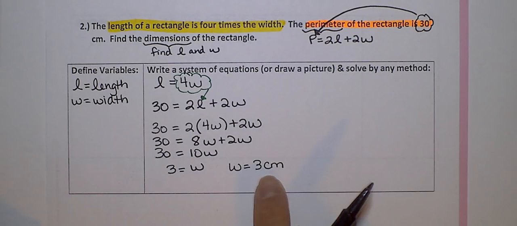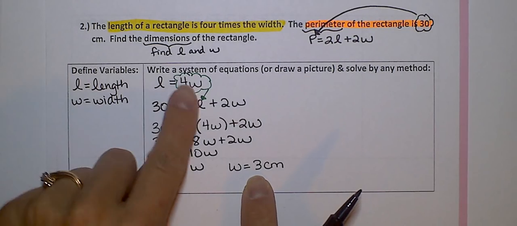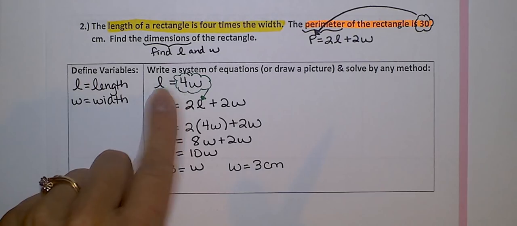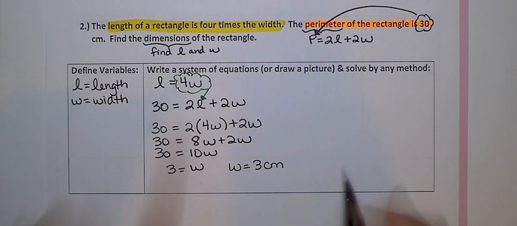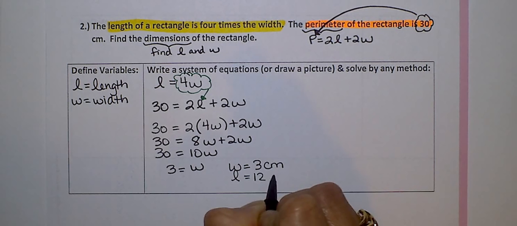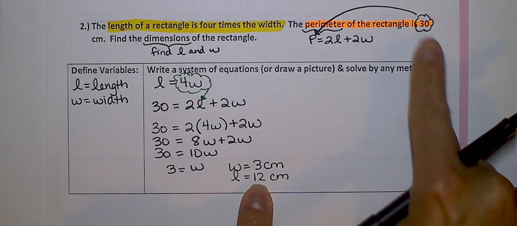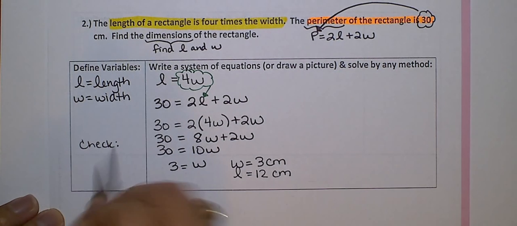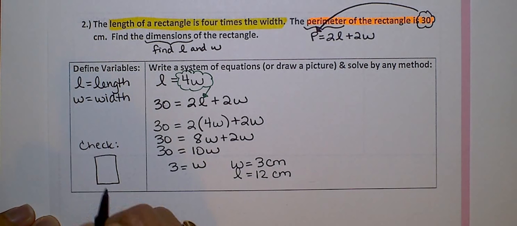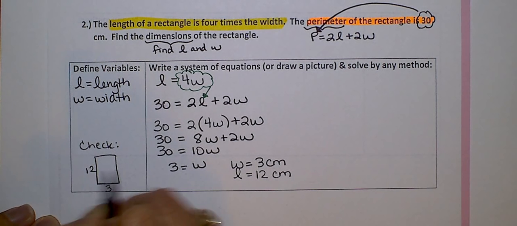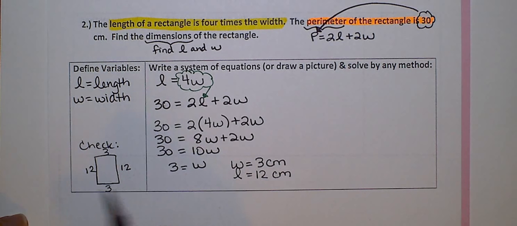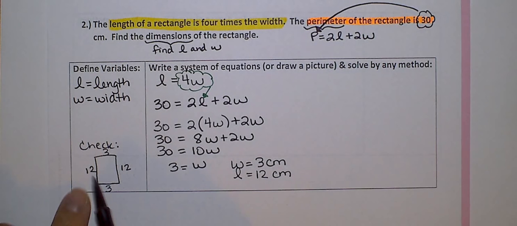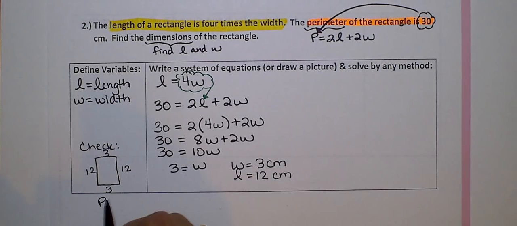Make sure you label. Now to find length, we're just going to plug in W up here. Length is 4 times 3. So length is 12 centimeters. Now keep in mind we said the perimeter is 30, so I'm going to do a quick check here. If I have a rectangle and the width is 3 and the length is 12, if I add up all 4 sides, I should get 30, and I do, because 12 plus 12 is 24, and 24 plus 6, perimeter equals 30 centimeters. So we got the correct answer.